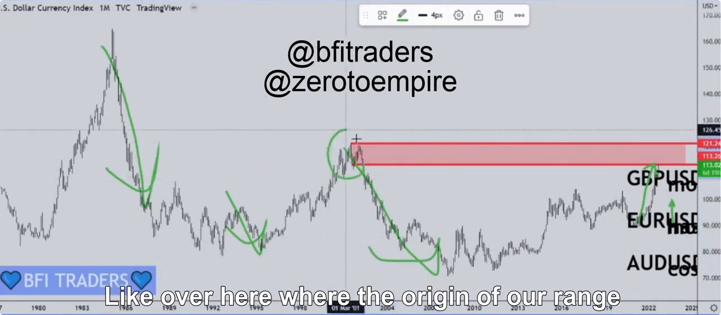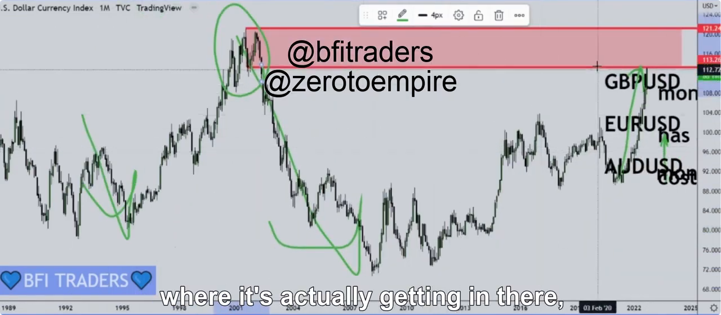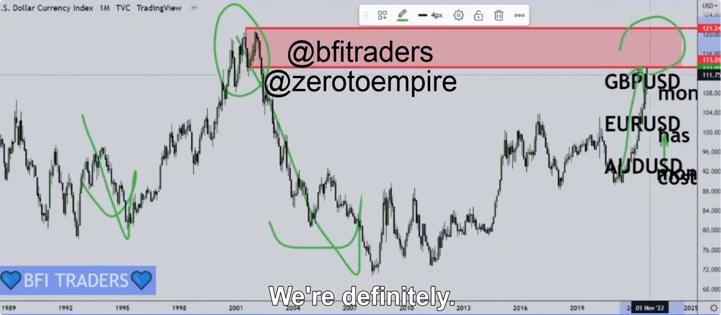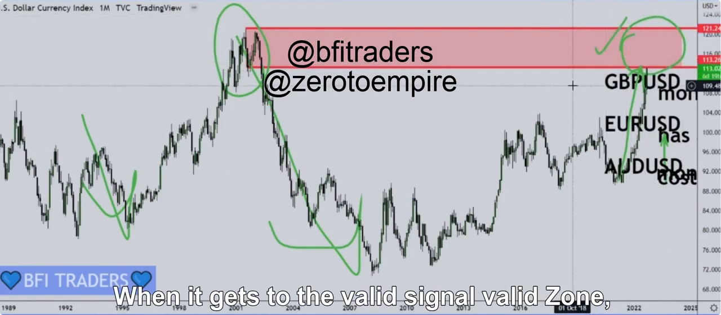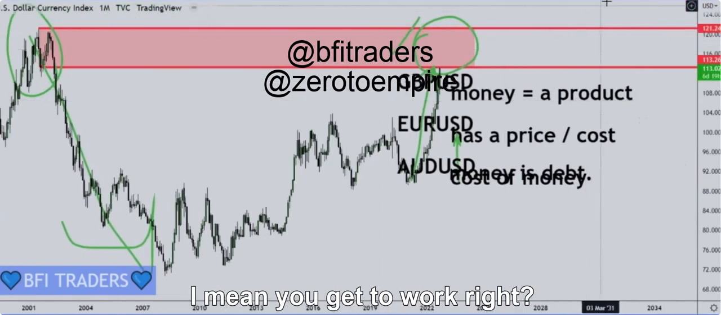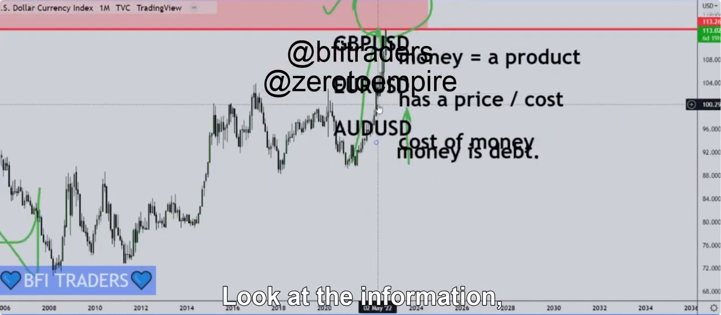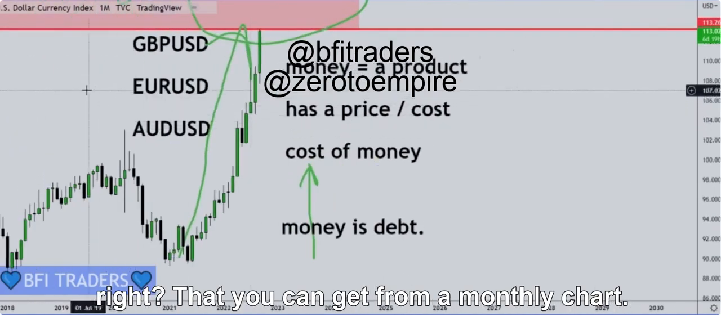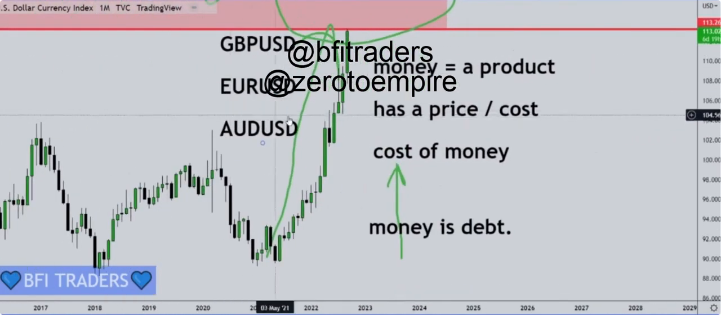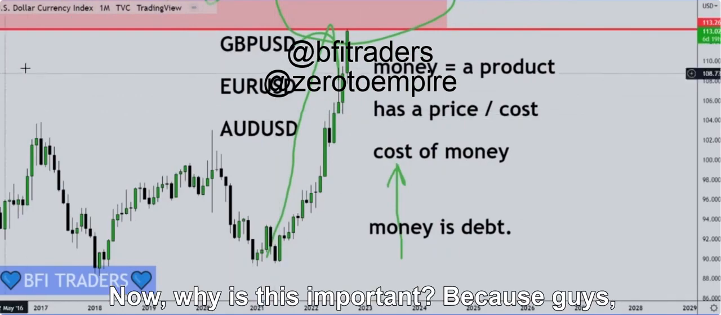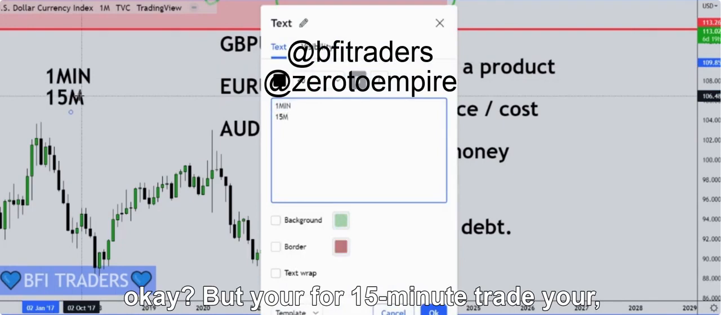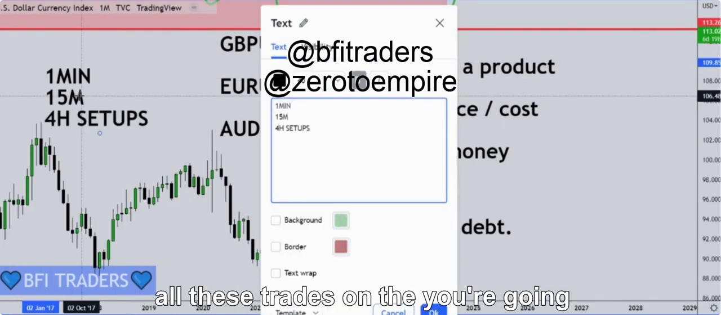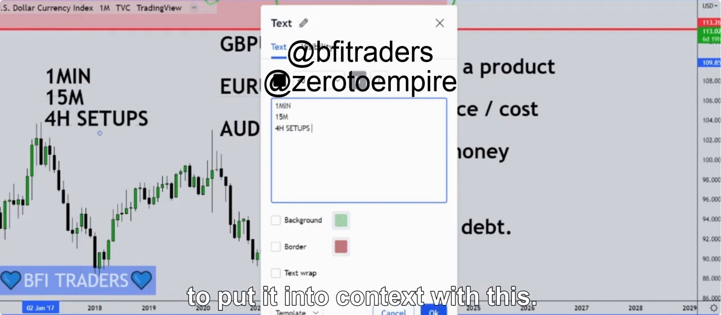Like over here, where the origin of our range is, where it's actually getting there, and we're definitely going to be watching this here. When it gets there, valid signal, valid zone, I mean, you get to work, right? Look at the information that you can get from a monthly chart. Now, why is this important? Because, guys, I don't care if you're on the 1 minute. The guys are on the 1 second these days, okay? But your 15-minute trades, your 4 hour setups, all these trades you're going to put into context with this.